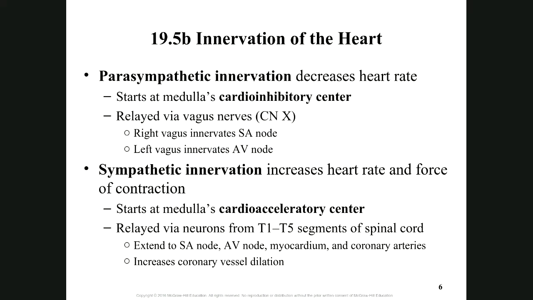The parasympathetic innervation, as you see in this slide, can decrease our heart rate. So the parasympathetic can decrease the heart rate. It starts from the cardio-inhibitory center in our medulla, and the vagus nerve can bring this information to our heart. The right vagus nerve can innervate our SA node, and the left vagus nerve can innervate the AV node.